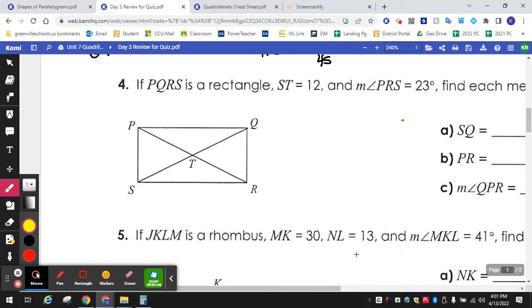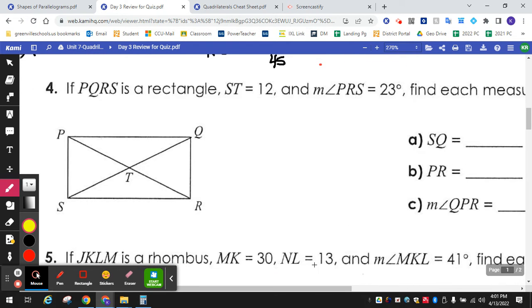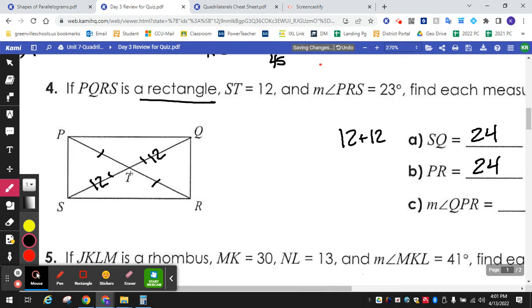Number 4. Do sides first, erase it, and then do angles. S to T is 12. S to Q, well, they bisect, so if this is 12, this is 12. So S to Q is 2 12ths. So your diagonal is 24. Same thing with PR. In rectangles, all of these are equal. So half of your diagonals are 12. So the whole diagonals are all 24. Both 24. All right, then we get to the angles.